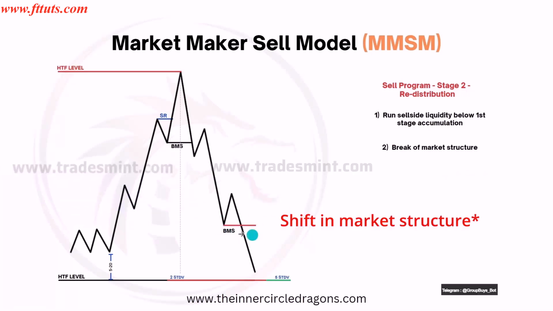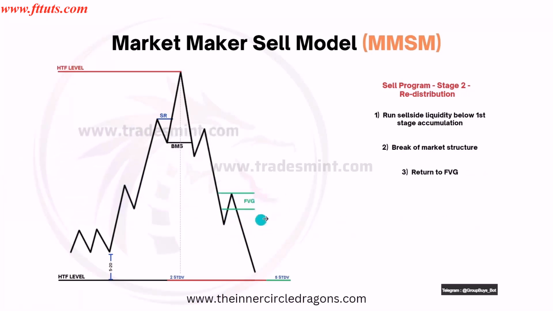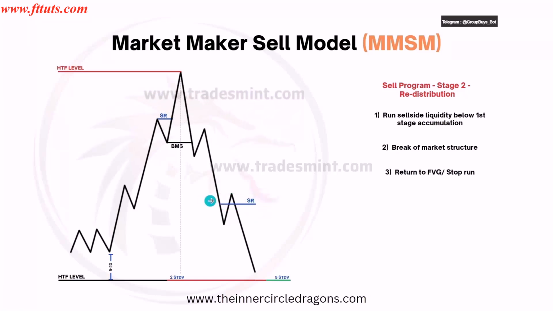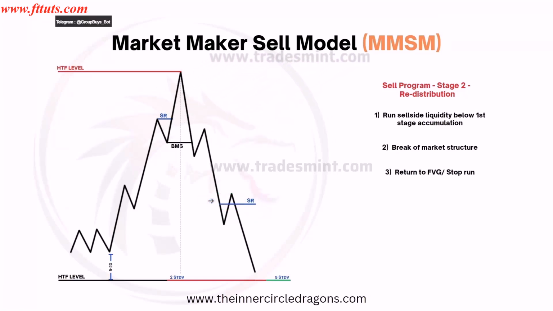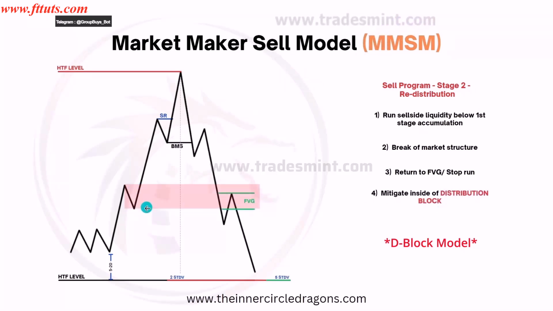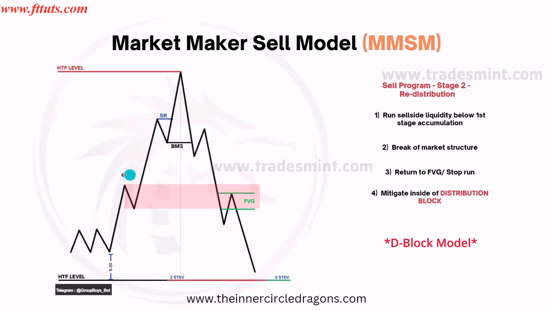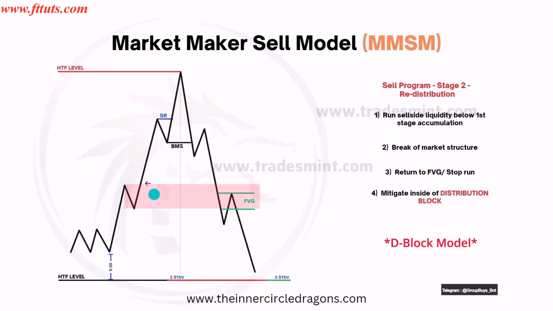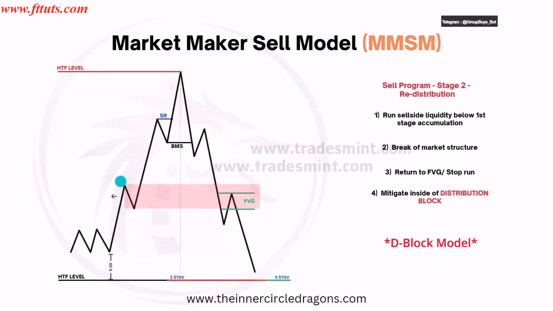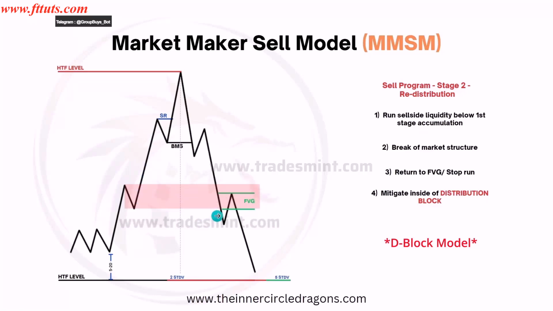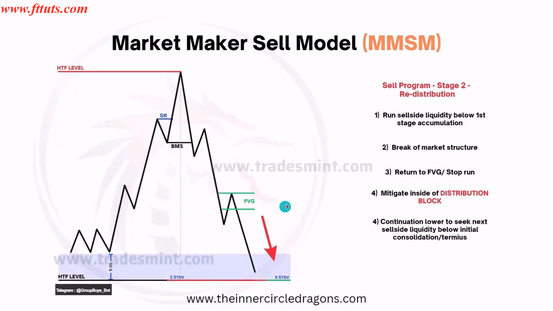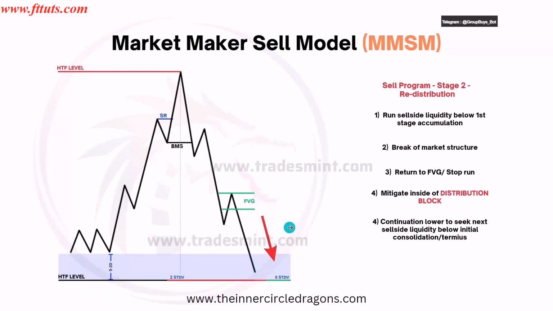We again have a break in market structure. We return back up into a fair value gap, or we witness a run on stops above a short-term high, and then we mitigate inside of a distribution block. The distribution block will be the down close candles inside of this stage of accumulation. In this example, this is the first stage of accumulation. But like I said, you can have many different stages of accumulation, but the concept remains the same. We then continue lower to seek the next stage of sell side liquidity below the initial consolidation and ultimately to our calibrated terminus.